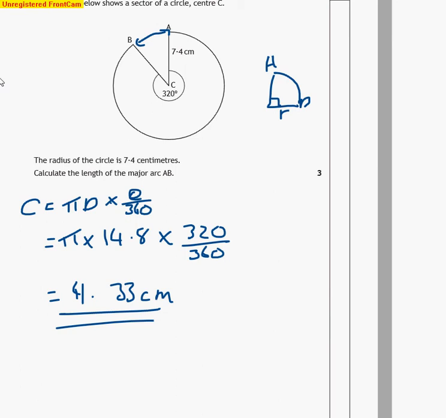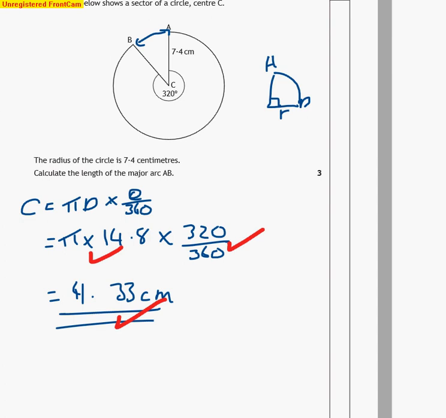All right. So if we're doing marks for this, you're getting a mark for the 320 over 360. So that's really good. You're then going to get a mark for the full expression. So pi times your radius, so that's getting you a mark, and then filling it all the way through. Completing the expression, the answer, I suppose that's what I'm trying to say. You get a mark for that as well.